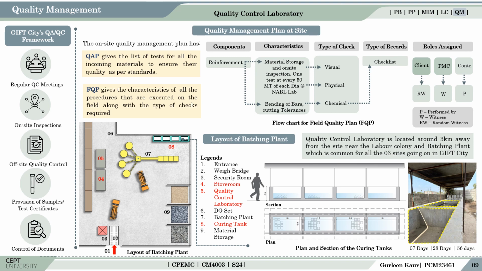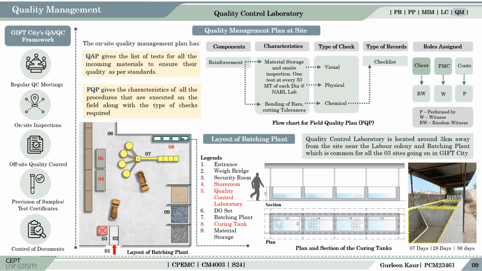The contractor's quality management plan on-site consists of a quality assurance plan that gives the list of tests required for all the incoming materials, and the field quality plan that gives the characteristics of all the procedures executed on the site. Given on the right is an example of the reinforcement quality checking that includes physical, chemical and visual tests. It is performed by the contractor in the presence of PMC's representative or sometimes the client's representative as a random witness.